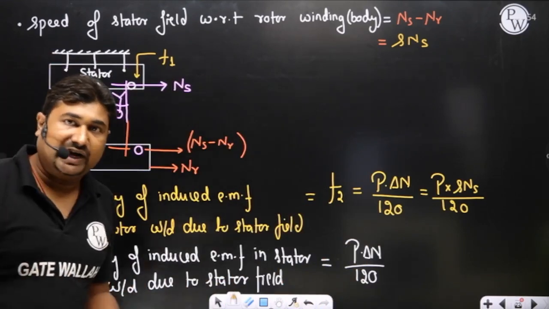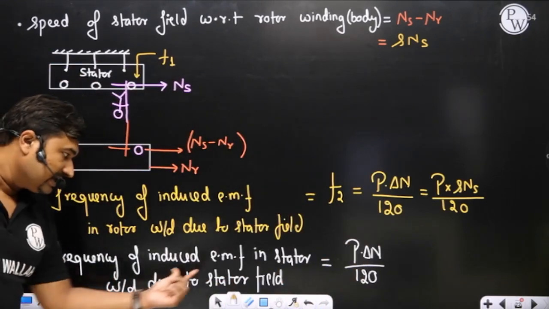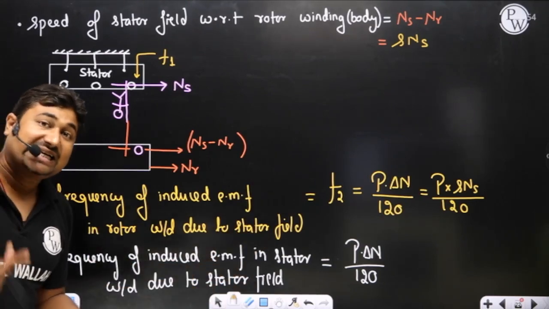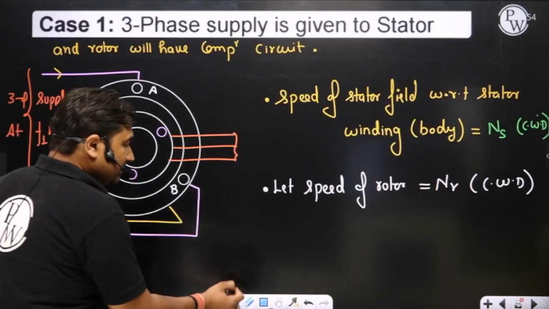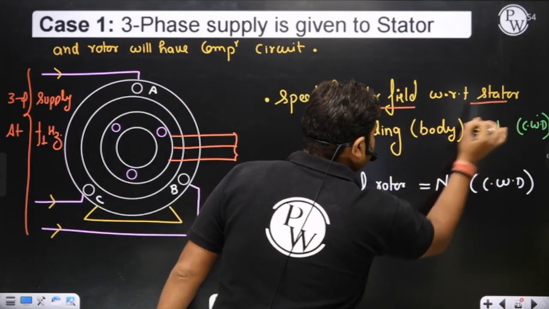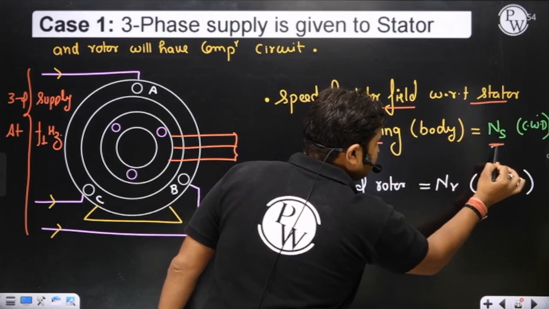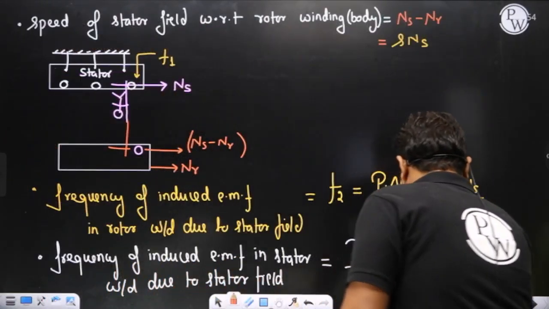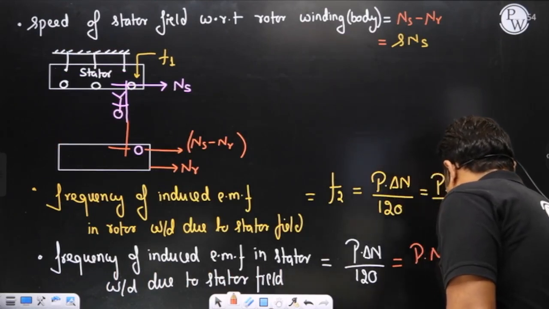Which field and which winding? Stator field and stator winding. What is the relative speed between stator field and stator winding? The relative speed between stator field and stator winding is NS, sir. So you can write P NS by 120.